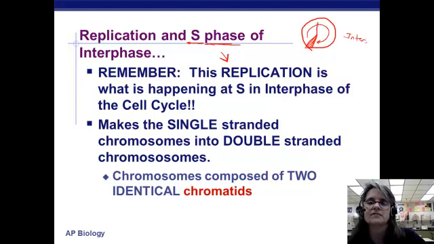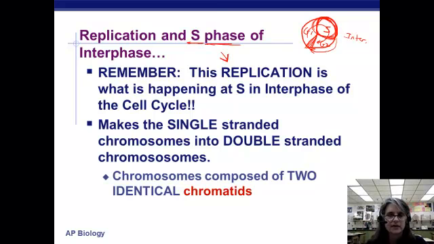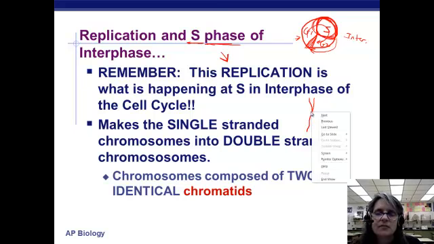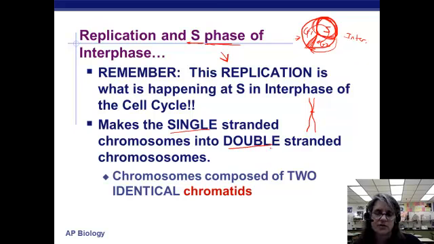And if you'll remember, interphase is basically divided into three parts, G1, S, and G2. It is this part here where the DNA is copying itself, getting ready to divide during mitosis. So this is all happening during this point, okay? Basically what we're doing when we replicate is we're going to take those single-stranded chromosomes we start with in G1, and we are going to make an exact copy of them and join them at a centromere. Stop that right there. And so they become double-stranded. So we're going from single-stranded chromosomes to double-stranded chromosomes.